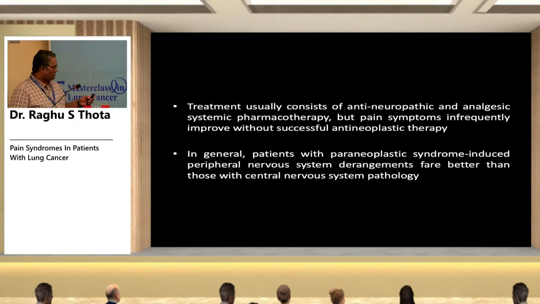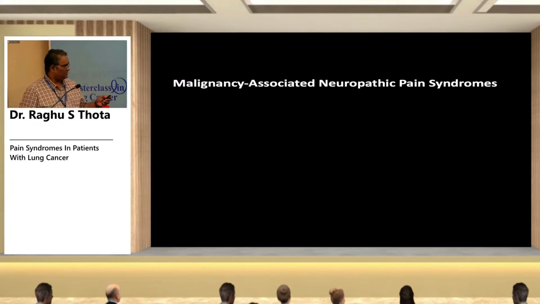So the treatment usually consists of anti-neuropathic agents and analgesics, but pain symptoms infrequently improve without successful antineoplastic therapy. So antineoplastic therapy is important, and that really takes care of this group of patients. And one more thing you have to remember: if the paraneoplastic syndrome affects the peripheral nervous system, it is treated much better than central nervous system pathology.